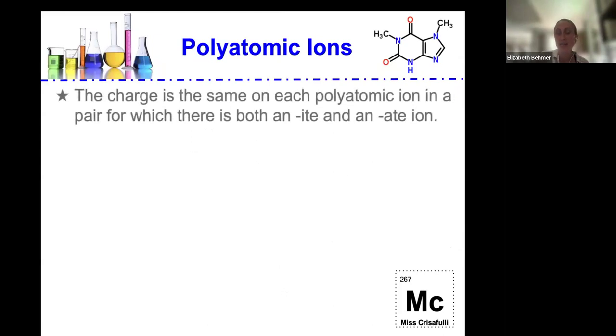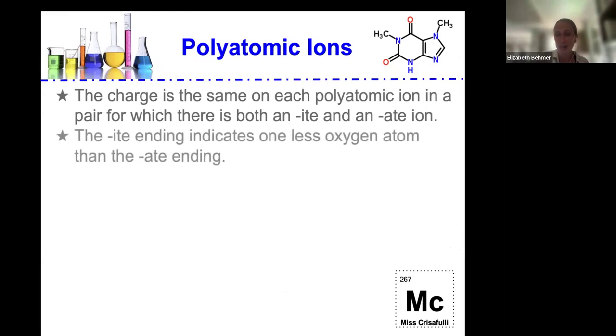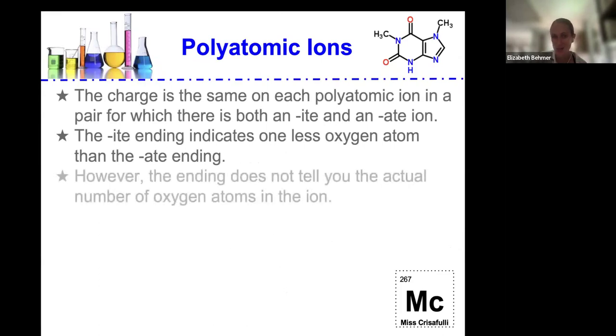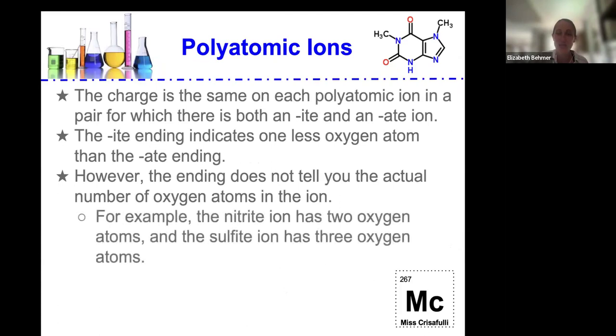The charge is the same on each polyatomic ion in a pair for which there is both an -ite and an -ate ion. The -ite ending indicates 1 less oxygen atom than the -ate ending, as you saw before. However, the ending does not tell you the specific number of oxygen atoms in the ion, but in general, the -ite ending indicates 1 less oxygen atom. So for example, the nitrite ion has 2 oxygen atoms and the nitrate ion has 3 oxygen atoms.